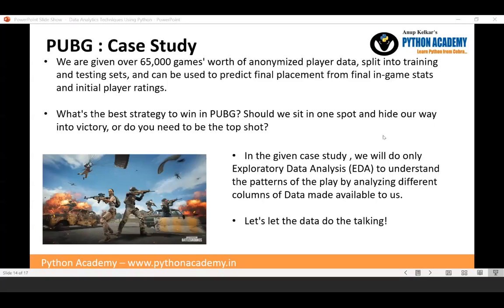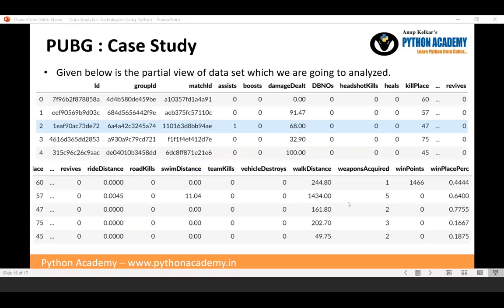So in the given case study, we will do only the EDA, generally called exploratory data analysis, to understand the patterns of the play by analyzing different columns of the data made available to us. So let's have the data do the talking. Before jumping into that, I have just shown what kind of data they have provided. I have broken the columns into two rows.